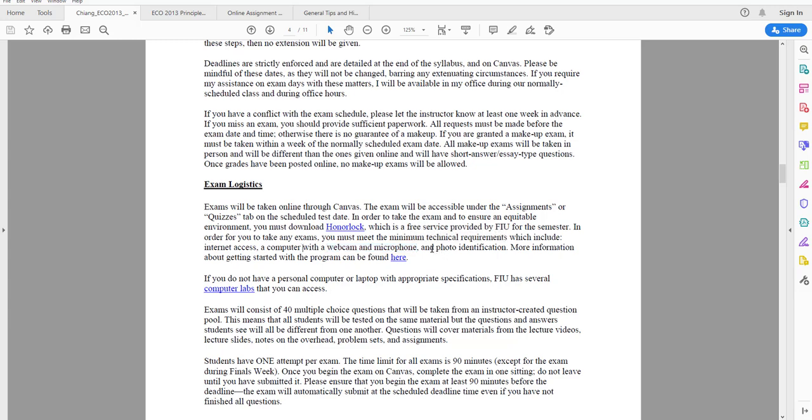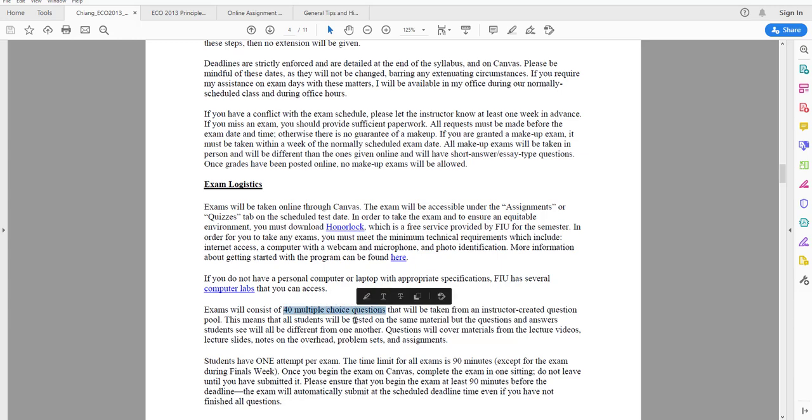And photo identification, whether it be your FIU Panther identification, or a government-issued license, any type of photo identification is perfectly fine. We just need to make sure that you are the person enrolled in the class and taking the exam. Exams consist of 40 multiple choice questions.